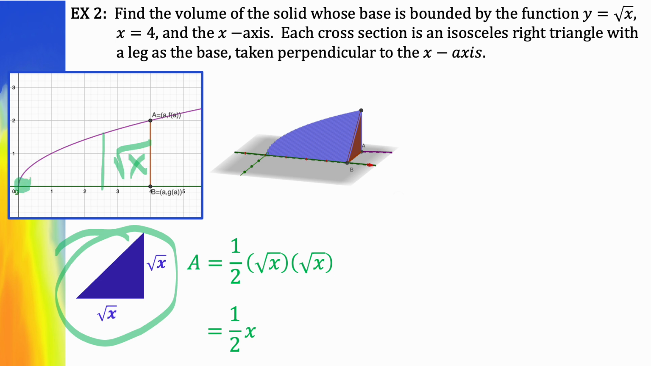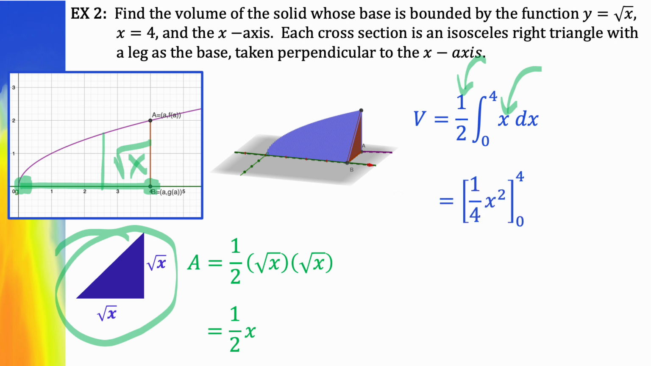And again, we want the triangles all the way from 0 to 4. So we integrate it. Here's my area, 1/2 x, integrated from 0 to 4. So we can integrate, evaluate, and this time it's 4 units cubed.